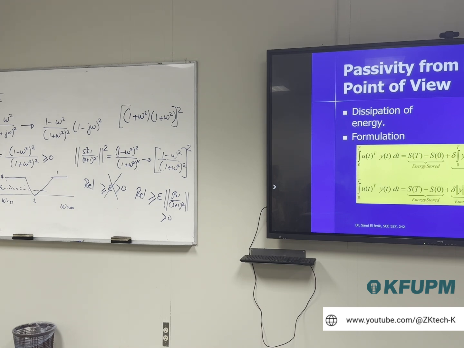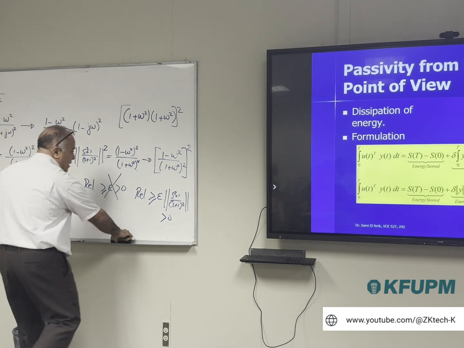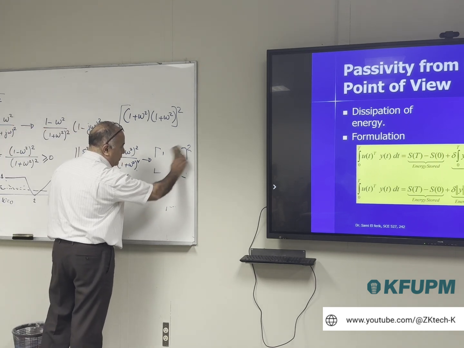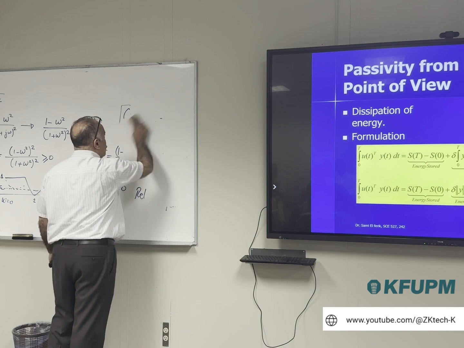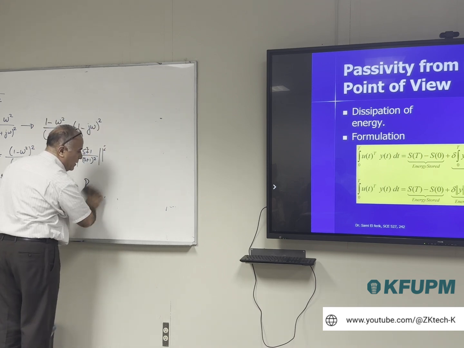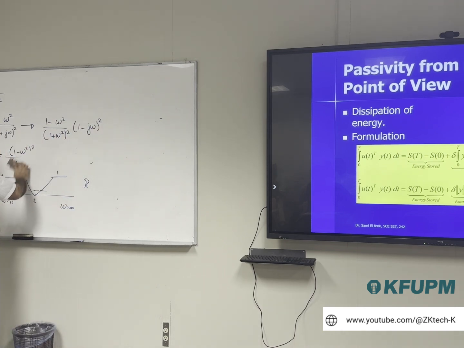All right, so if we look at a system with lossless, for example, if we take an example, a small example.